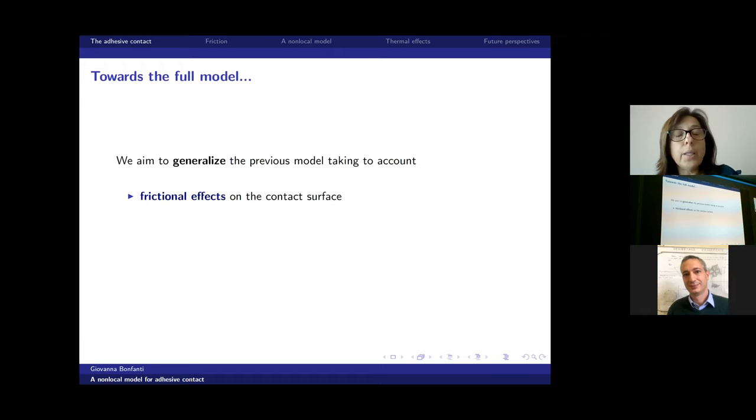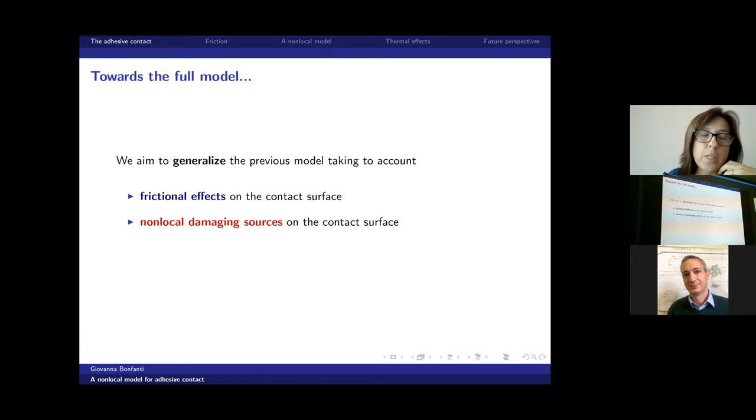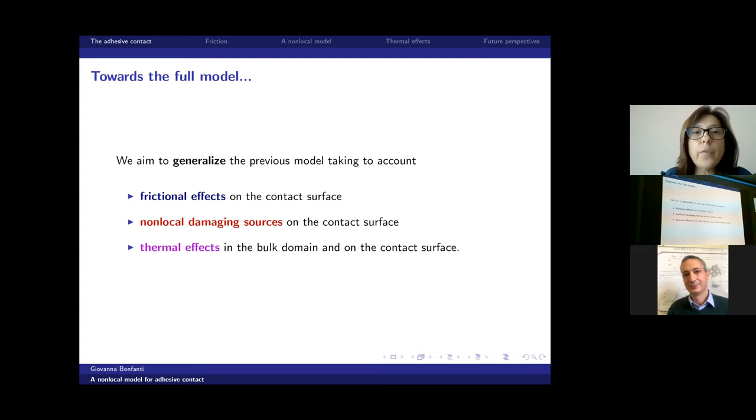Now I aim to generalize. I would like to generalize the previous model, taking into account other aspects. The first one, the friction effects on the contact surface. And moreover, some non-local source of damage on the contact surface, and finally, also thermal effects, possibly both in the bulk domain and on the contact surface. We proceed step by step.